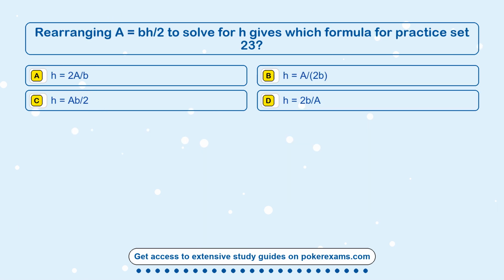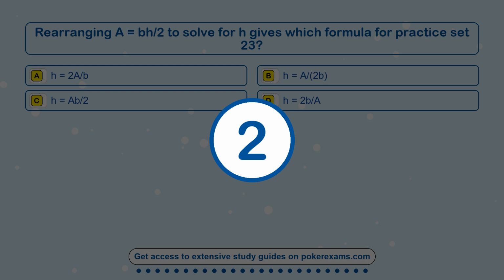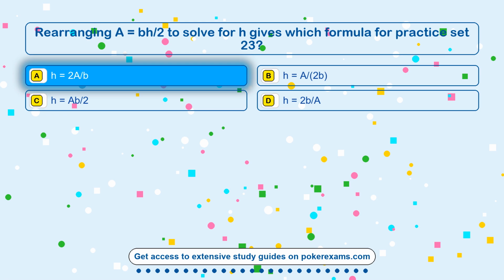Question 11. Rearranging A equals BH over 2 to solve for H gives which formula for practice set 23? Option A, H equals 2A over B. Option B, H equals A over 2B. Option C, H equals AB over 2. Option D, H equals 2B over A. The correct answer is option A, H equals 2A over B.